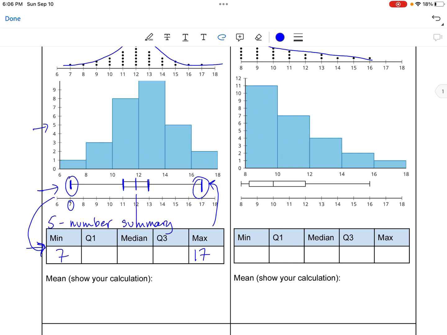The median is drawn in as the middle line, 12. And then Q1 is the first quartile. So that is the median of the bottom half, and that is this vertical line. Q3 is the median of the upper half, and is this vertical line. So the third quartile is 13.